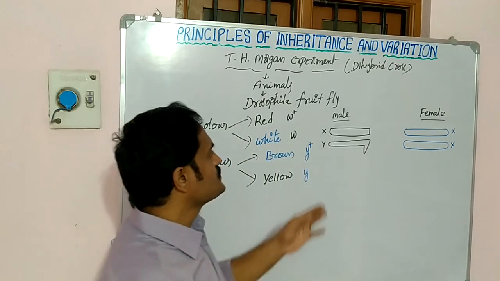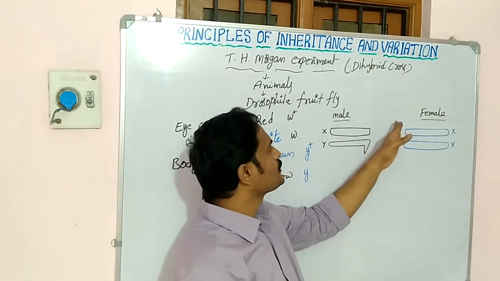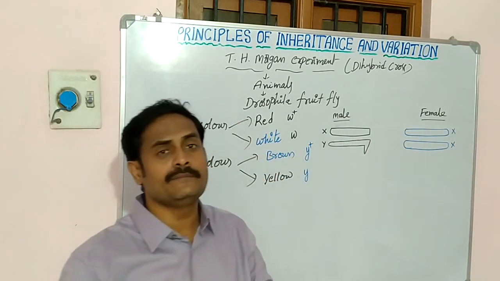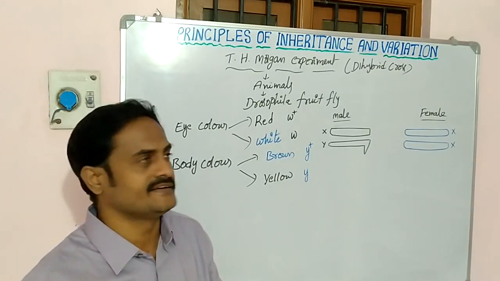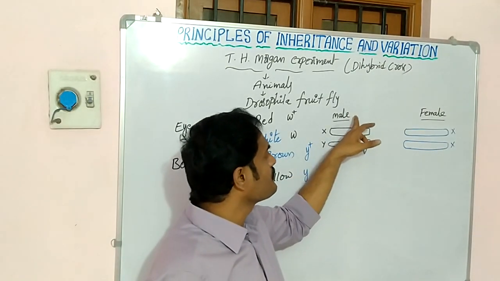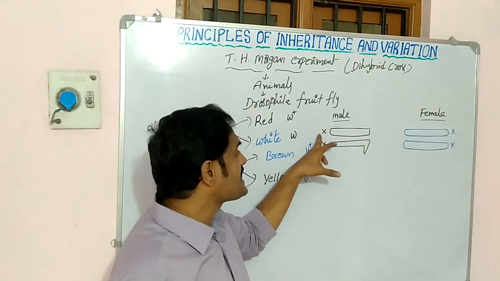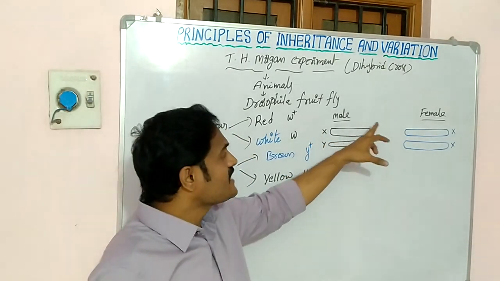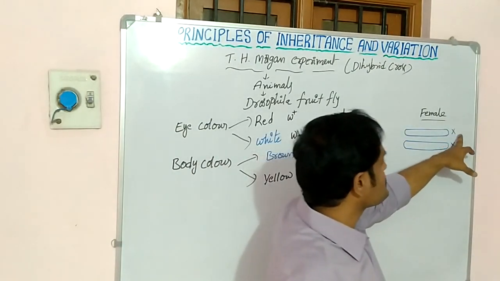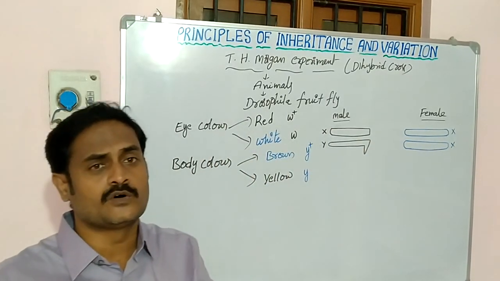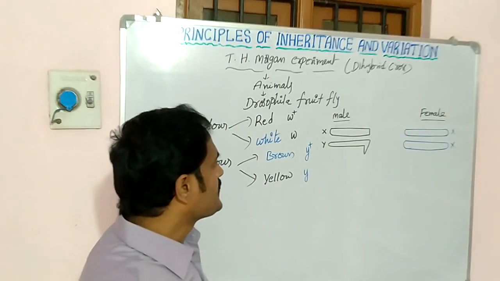So he identified the male and female chromosomes. A male fly consists of what type of chromosomes? X and Y chromosomes. And a female fly consists of which type of chromosomes? Both are X. Okay.